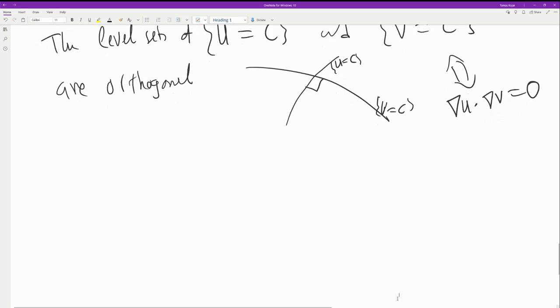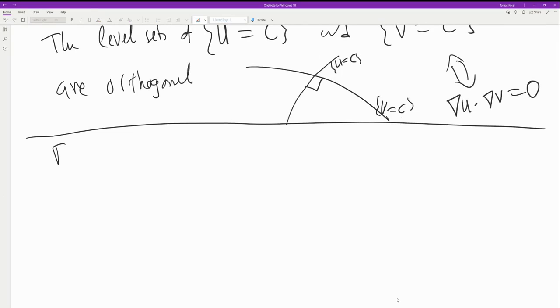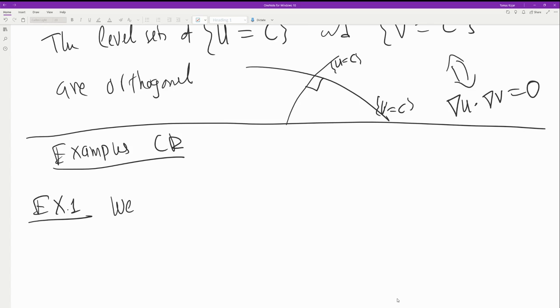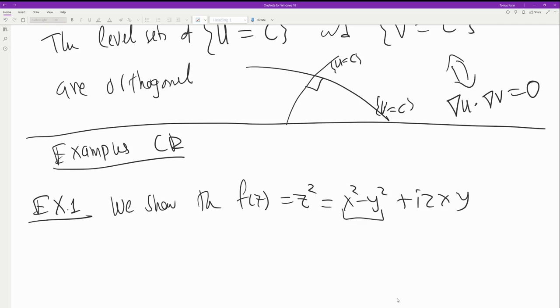Now we will do examples for Cauchy Riemann. So we show that f of z equals z squared equals this, and this is u and v. We show that indeed this satisfies Cauchy Riemann.